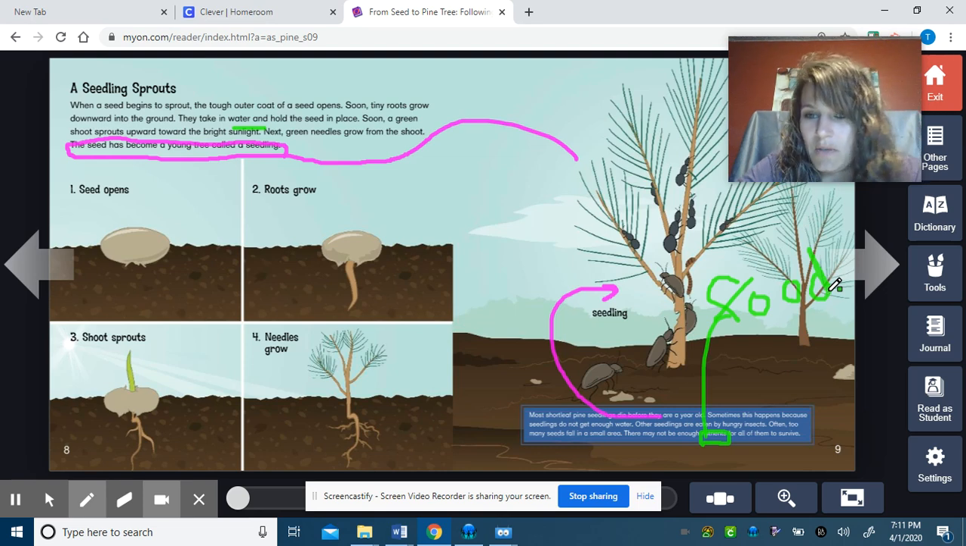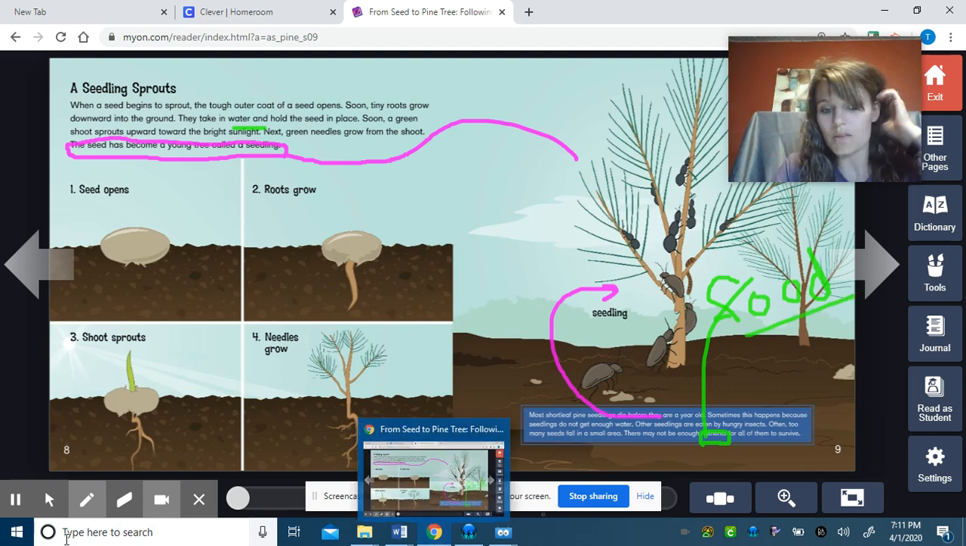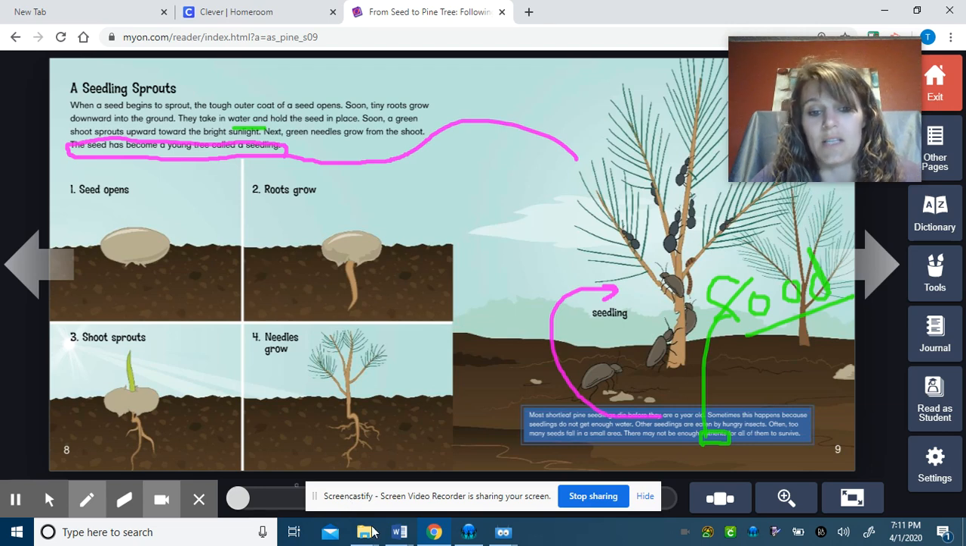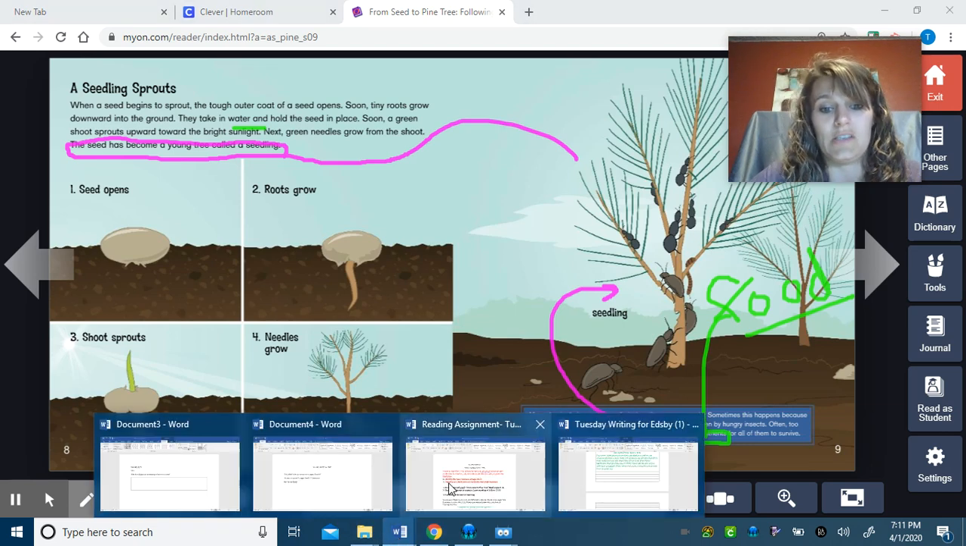Now let's do what we do in class and let's read the sentence again with our new word inserted in place of our old word. There may not be enough food for all of them to survive. Well, yeah, that makes sense. So I think that nutrients mean food. So now, remember we're working with text structure. So let's see what my teacher model question is going to be.